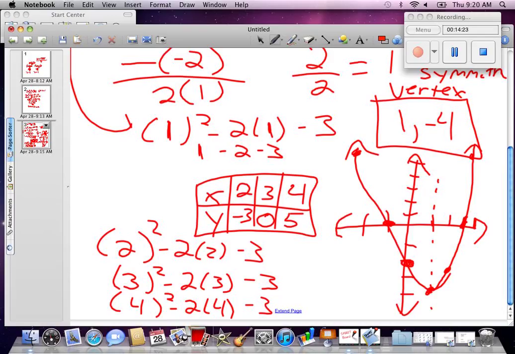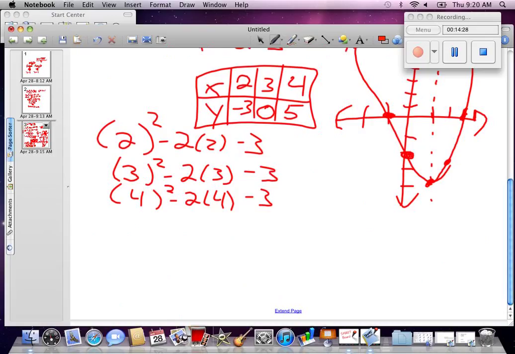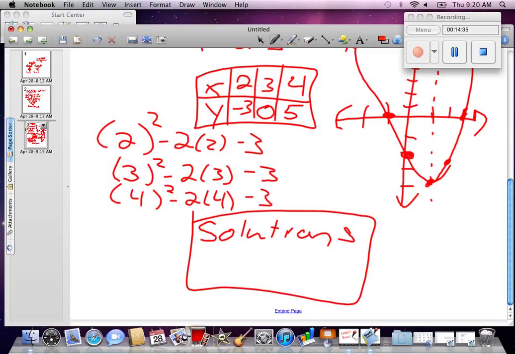So, am I done? No, because you haven't told me where it crosses the x-axis. Where the 2 places it crosses the x-axis. Crosses the x-axis at what and what? Negative 1 and 3. Do not put negative 1, comma 3. That does not mean the same thing. That means a point on the graph, not where it crosses the x-axis.